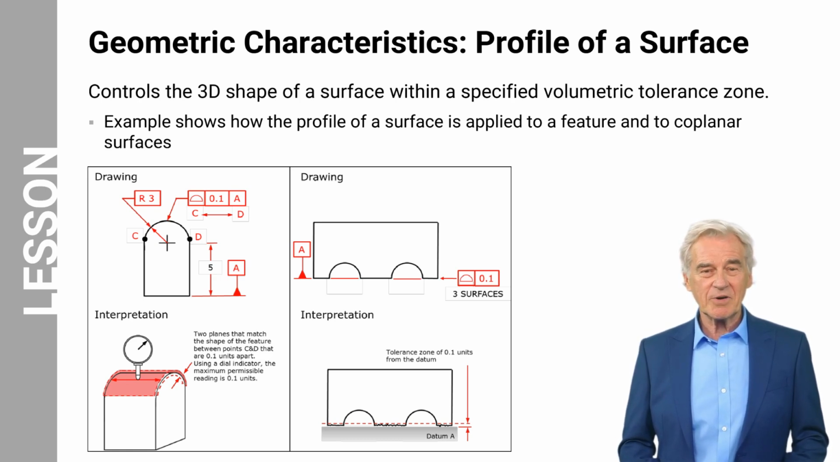When applied to coplanar surfaces, the tolerance zone is made up of two planes that are the tolerance size 0.1 units apart, as shown in the figure on the left. One of the planes of the tolerance zone must be the datum referred to in the drawing. Applying a profile of a surface to coplanar surfaces ensures that those surfaces are as aligned as possible.